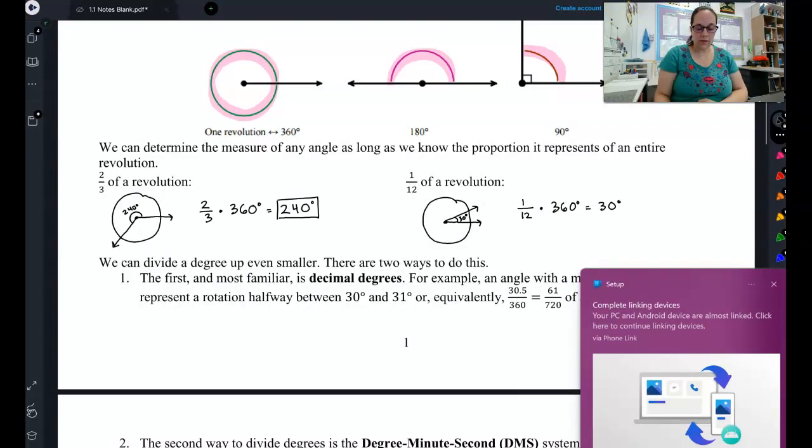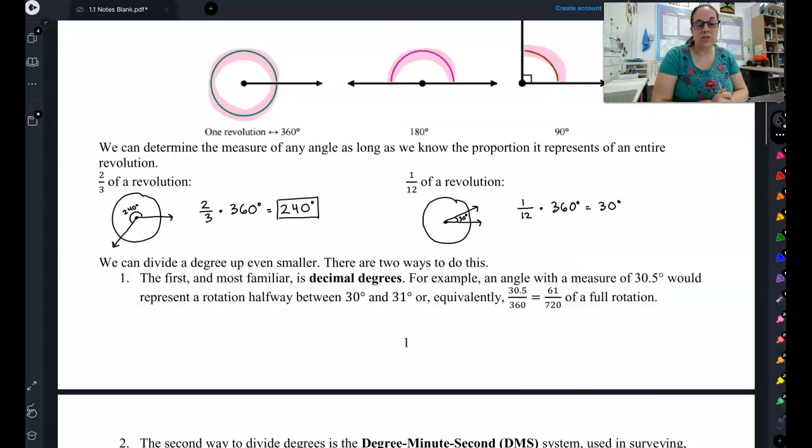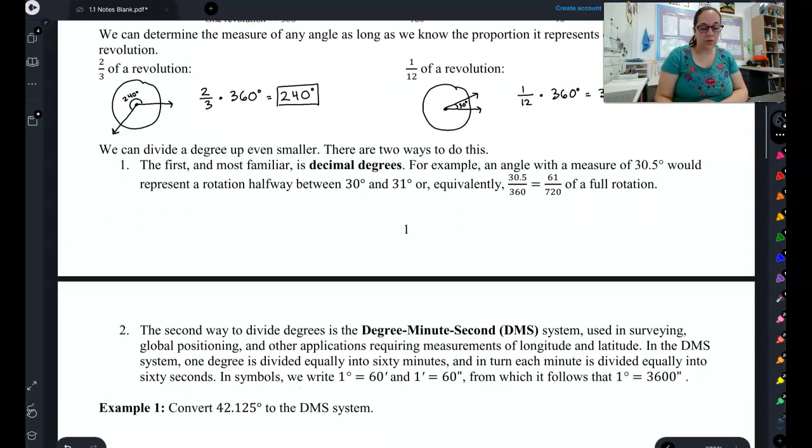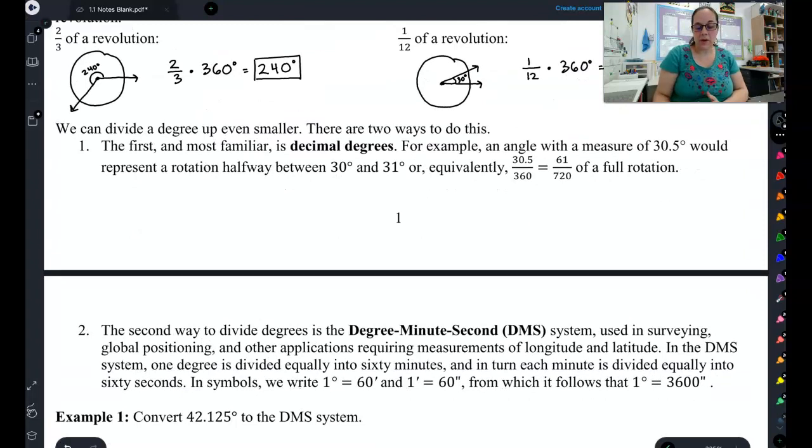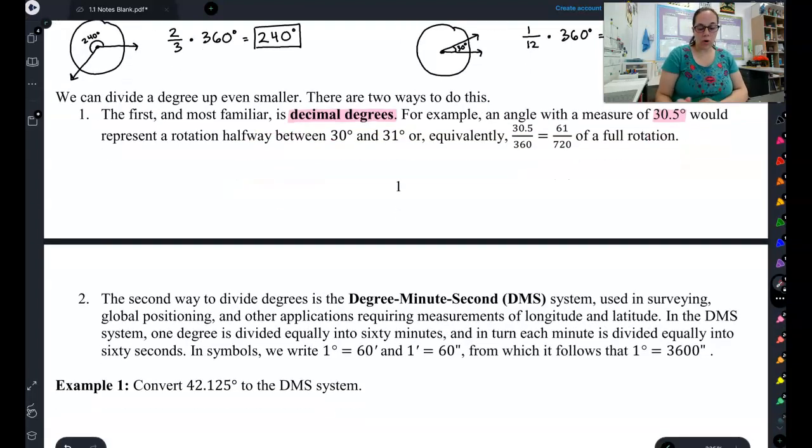Now, in degrees, we can actually go even smaller than this. We can measure degrees in decimals. And there are two ways to do this. We can either do decimal degrees, so where we have like 30.5 degrees, that would be halfway between 30 and 31 degrees. Or we could do degree minute seconds, the DMS system, which is also just a way of dividing degrees up into smaller bits.